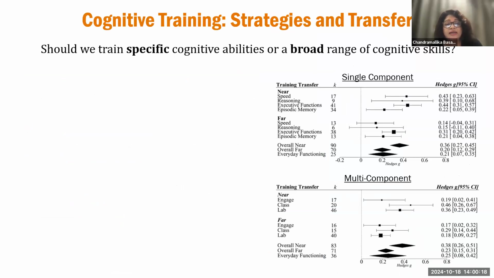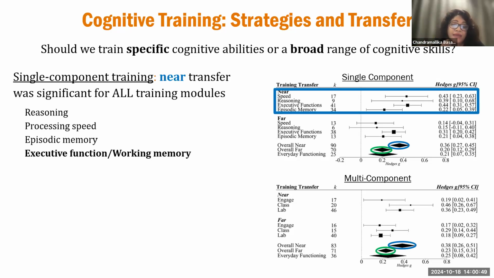The next question is, should we train specific cognitive abilities or a broad range of cognitive skills? Some systematic reviews seem to have suggested that maybe we should train a broad range of cognitive skills to get far transfer and not specific cognitive abilities. If we look here, we looked at single component training and multi-component training. And we also looked at everyday functioning, which is the last line in each of these blocks of images.